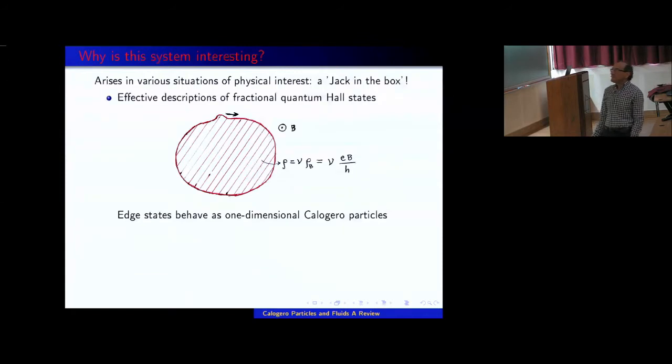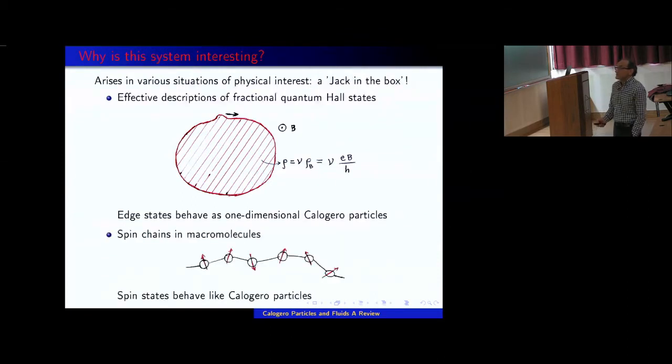It is an effective description of fractional quantum Hall states. If you have a quantum Hall droplet, as they call it sometimes, the boundary states in that droplet can be described as particles of a Calogero system. I will say a little bit more about that in my research talk, but it's just the fact. And the filling fraction of that bubble becomes essentially the inverse of the Calogero interaction.